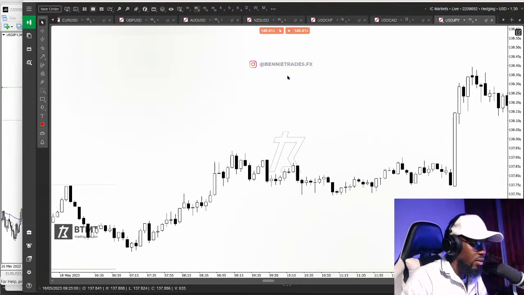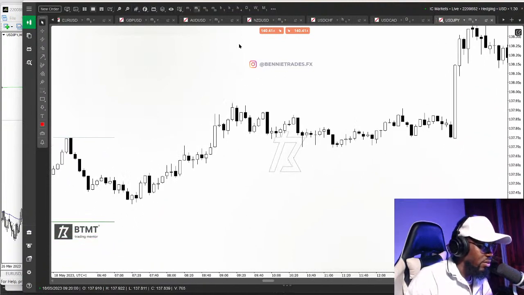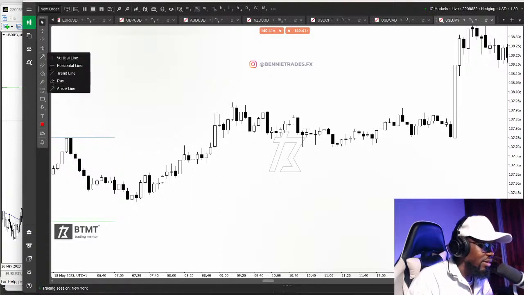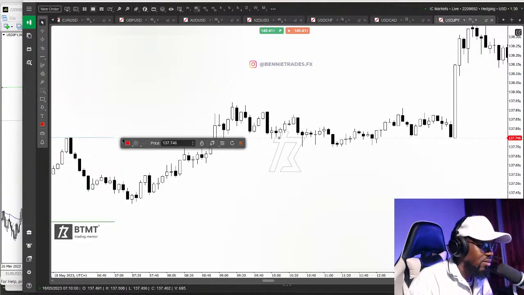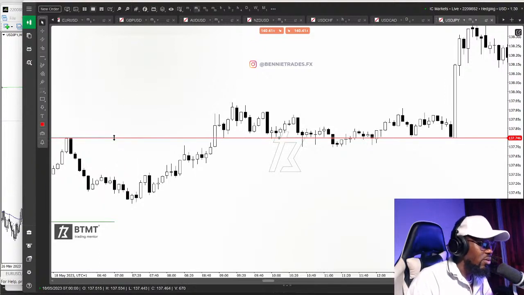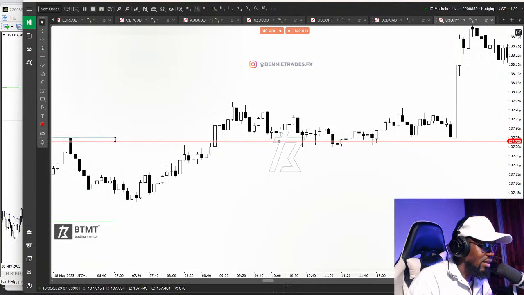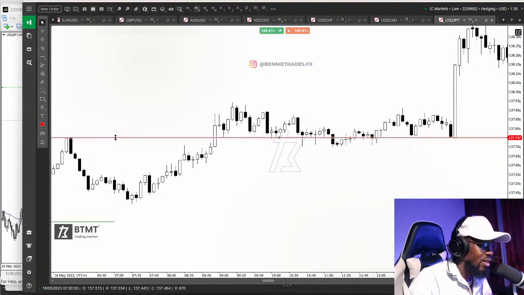Okay. Now I want to believe you can see. This is the Asian level here. Okay, that's the level. Let me add another line to it so that you can see clearly. Make it thick. Okay, so this line is the Asian high, right?